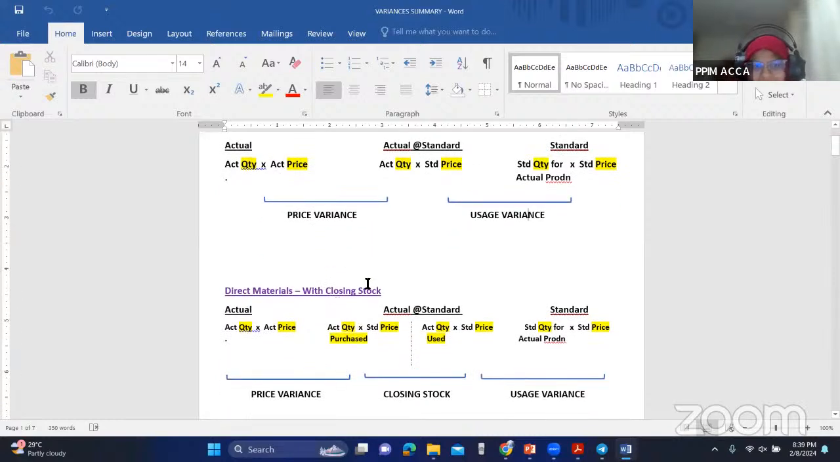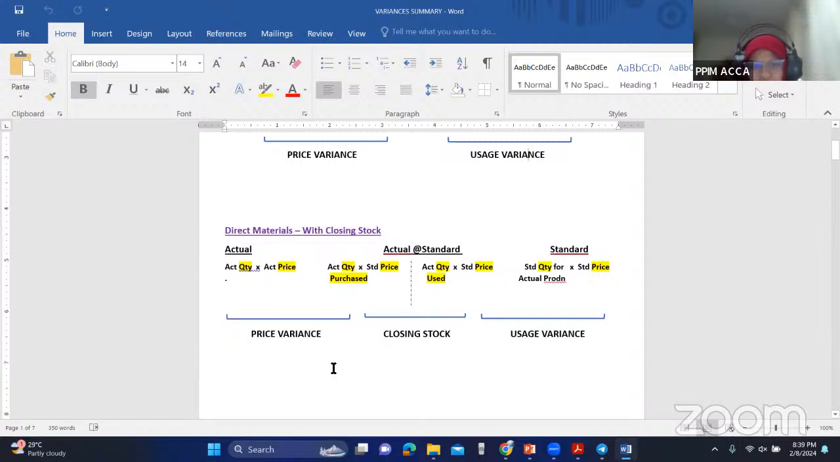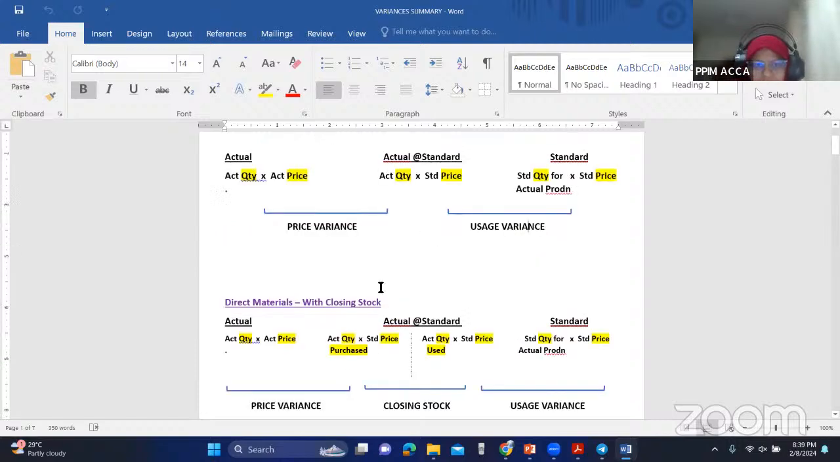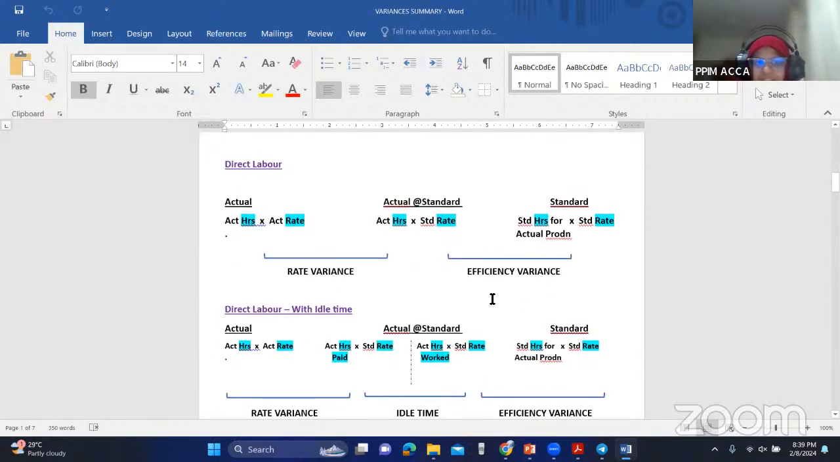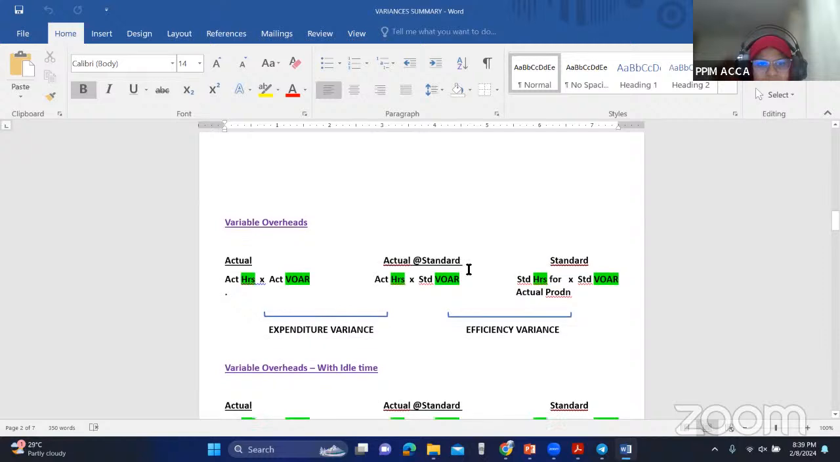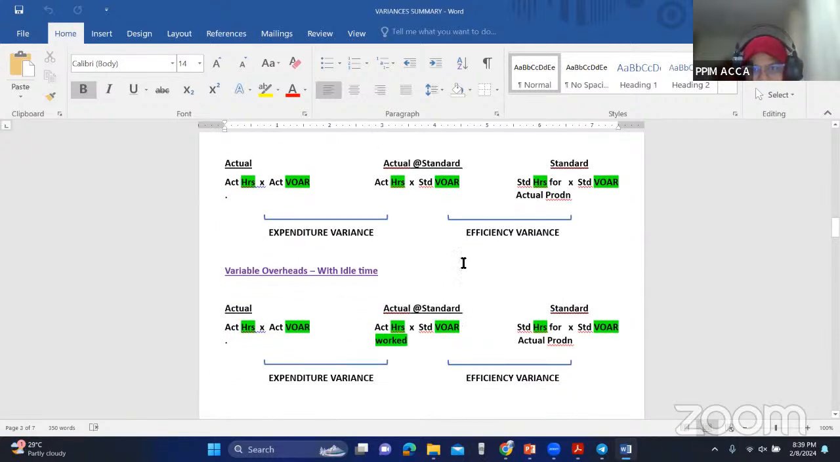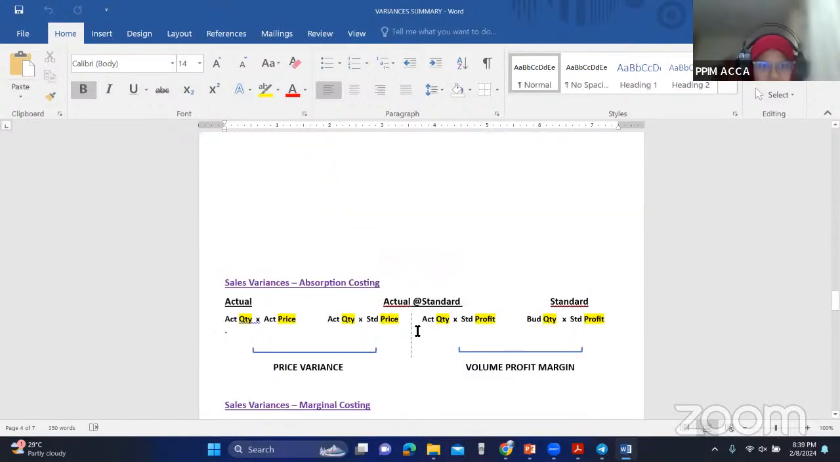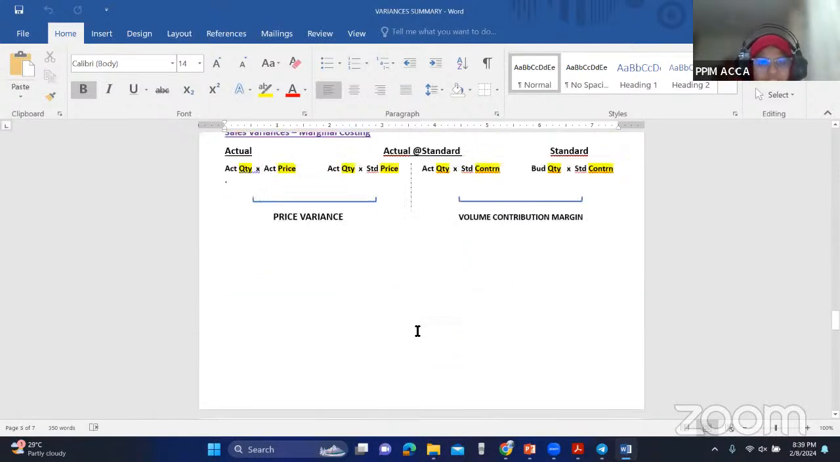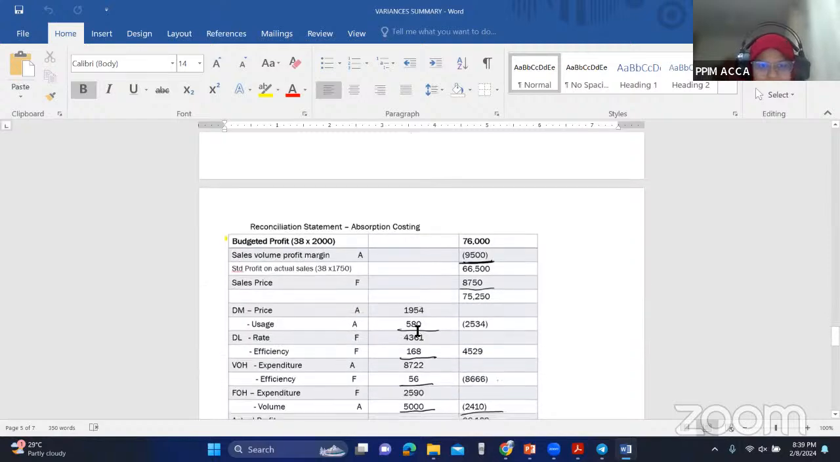Then this is another situation where you have closing stock. This is a very rare situation. Just focus on this for now. Then if you want the labor variances, you need these three equations. Only then you'll be able to calculate rate and efficiency. If you need variable overheads, again, these equations you need. If you need fixed overheads, you need these equations. Same for absorption costing, marginal costing when it comes to sales variances.